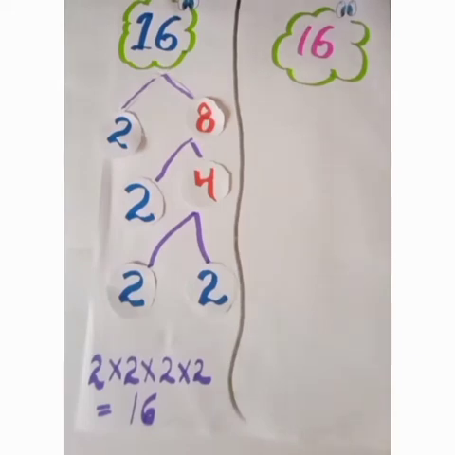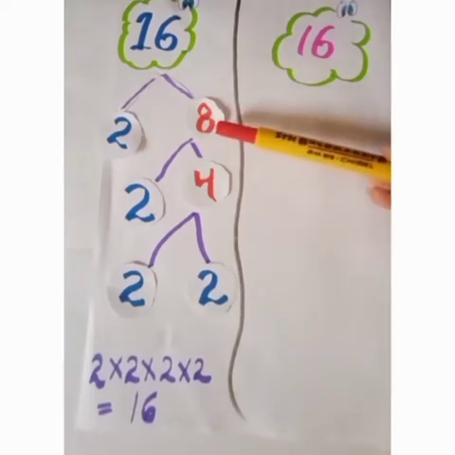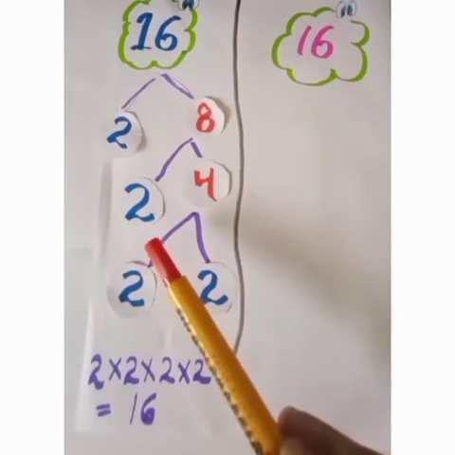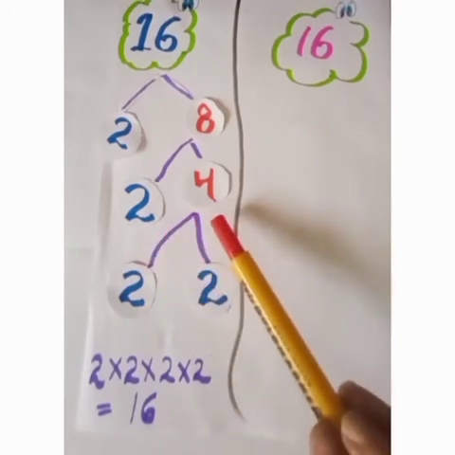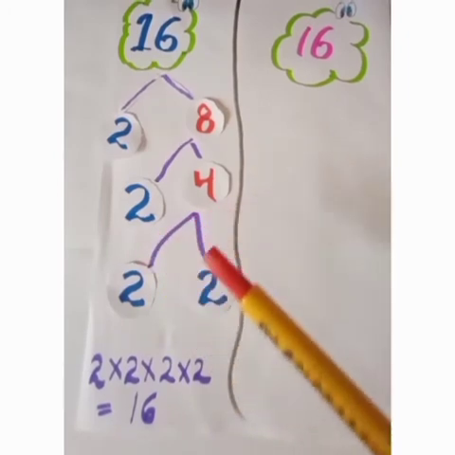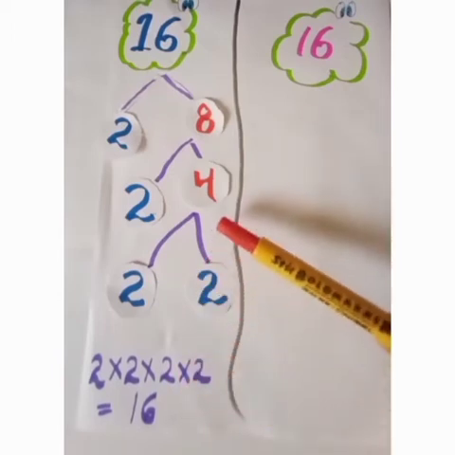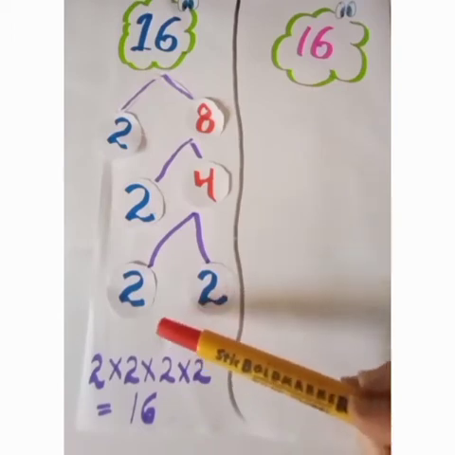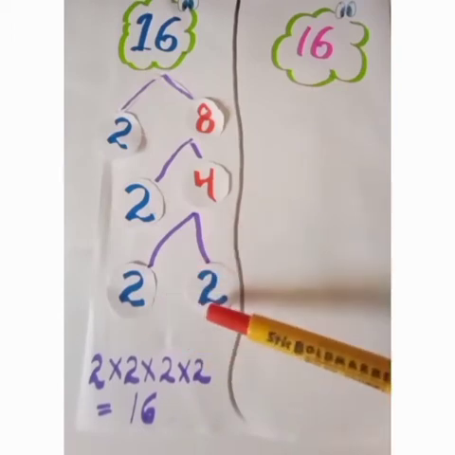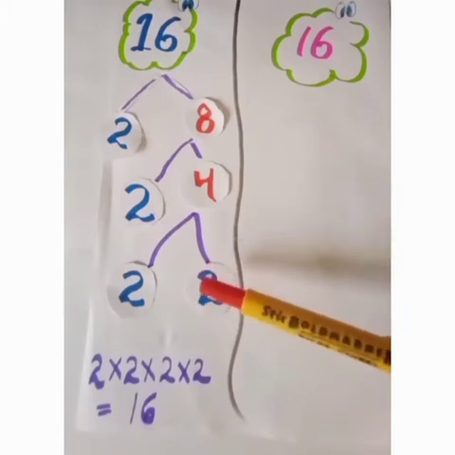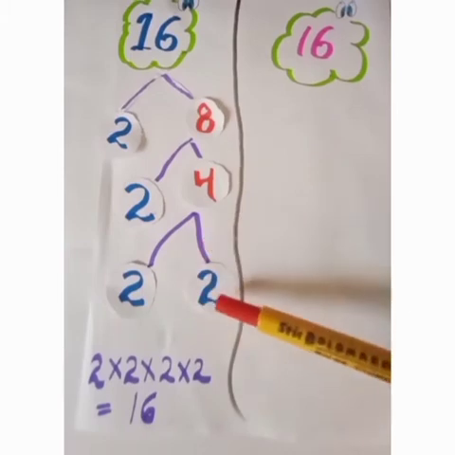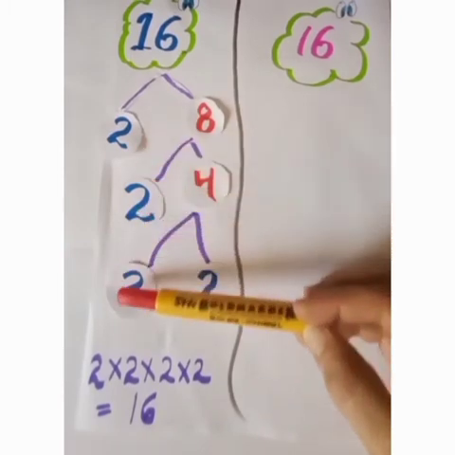Now we divide further the composite number 8 into two parts, 2 and 4. Here 2 we got as a prime number and 4 again is a composite number. Then we can split 4 more. 2 twos are 4. It means we divide the number 4 into two prime numbers. As we get the prime numbers, after that we have to stop. Now here we got all the prime numbers: 2, 2, 2, 2.